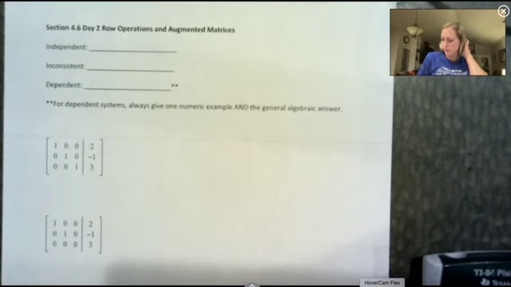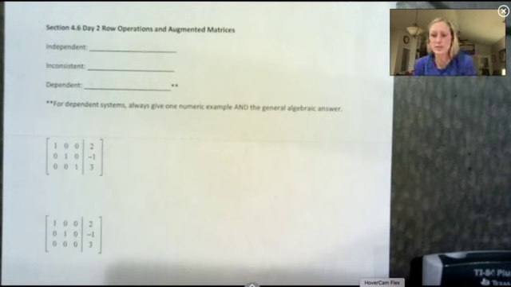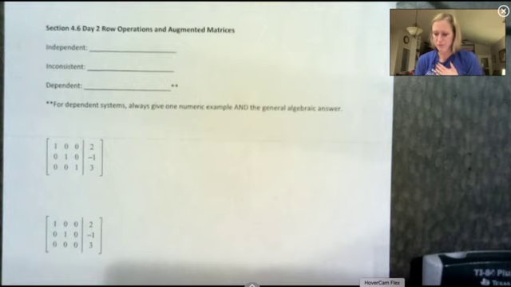Hi guys, one more video here in Module 4 about augmented matrices. So we just showed in the last video how to use them to solve systems of equations, by converting them to reduced row echelon form.